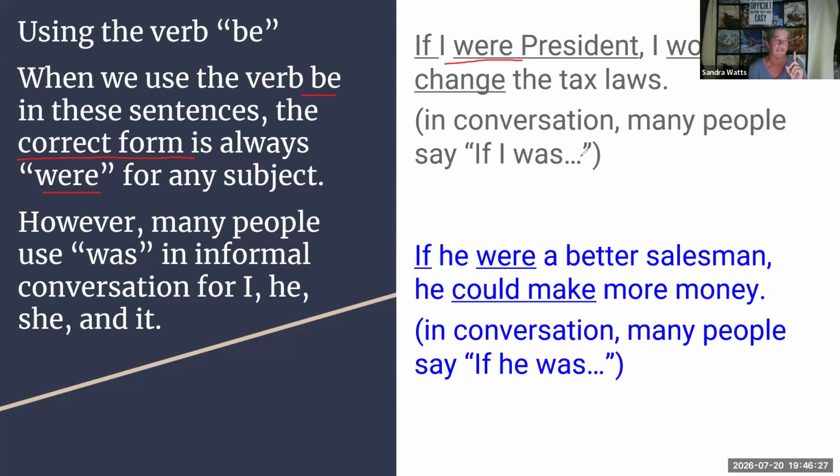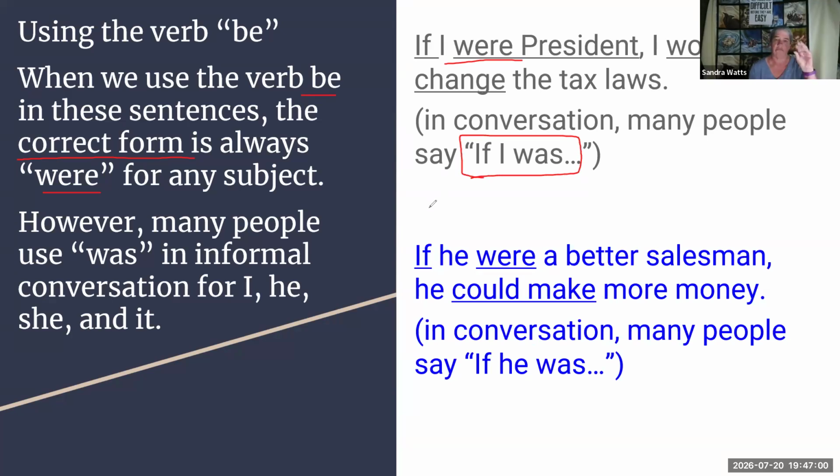The most typical of this, if you've ever heard anybody say, "If I were you," usually when they're about to give you some advice. "If I were you, I would practice conversation with native speakers." "If I were you, I would da da da da." So very typical. But in conversation, you will hear people say, "If I was."